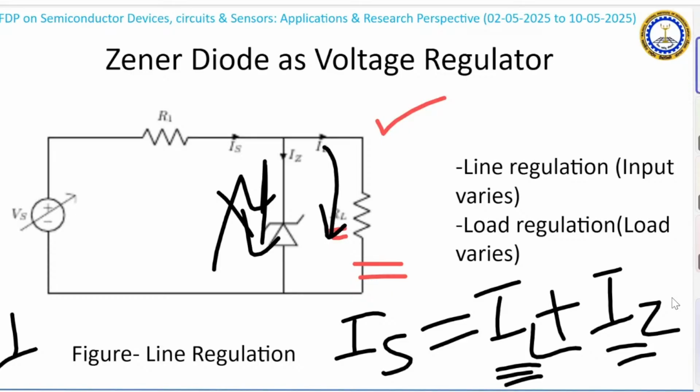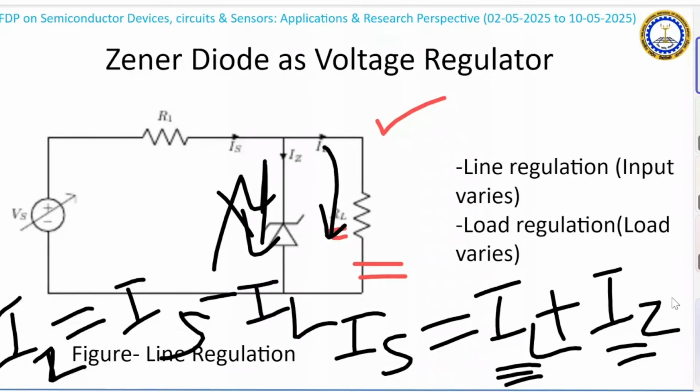Why is it not contributing to the load current IL? If you have any clue, please type in the chat box. Why is it not going into IL instead of Iz? The excess amount of current supplied from the supply, why is it not going into the Zener load voltage? Why is it not contributing to the IL? Yes, please type in the chat box if you have any clue.